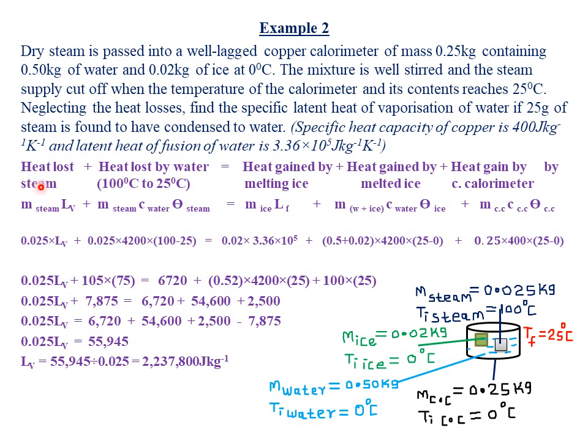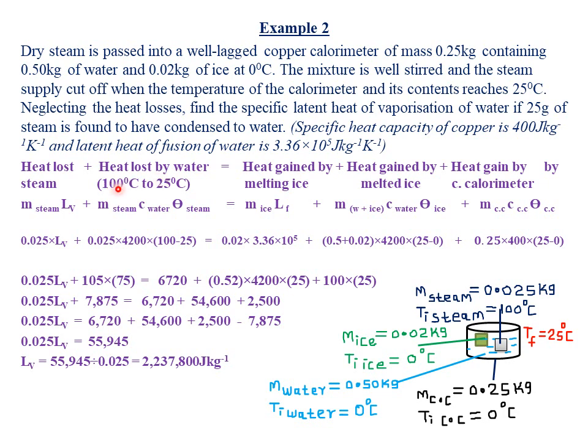Therefore, heat lost by steam in the process of condensation will be given by the mass of the steam multiplied by the specific latent heat of vaporization. So the latent heat of vaporization will be given by L_V. Then heat lost by water, that is the condensed water.